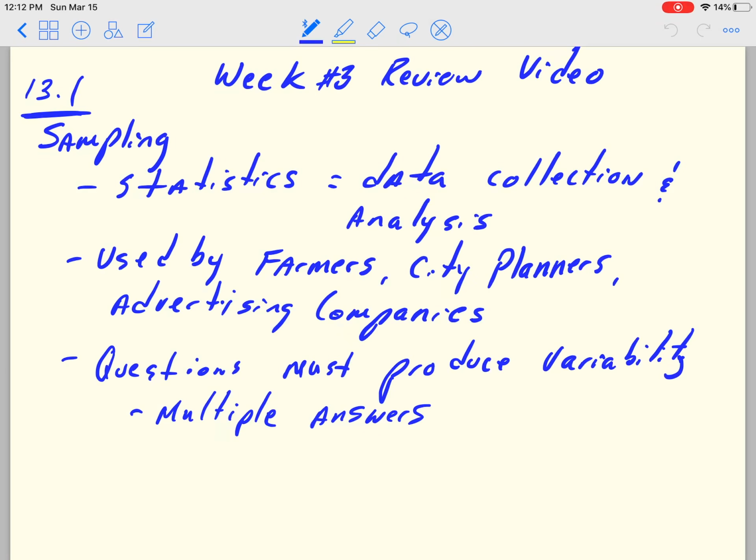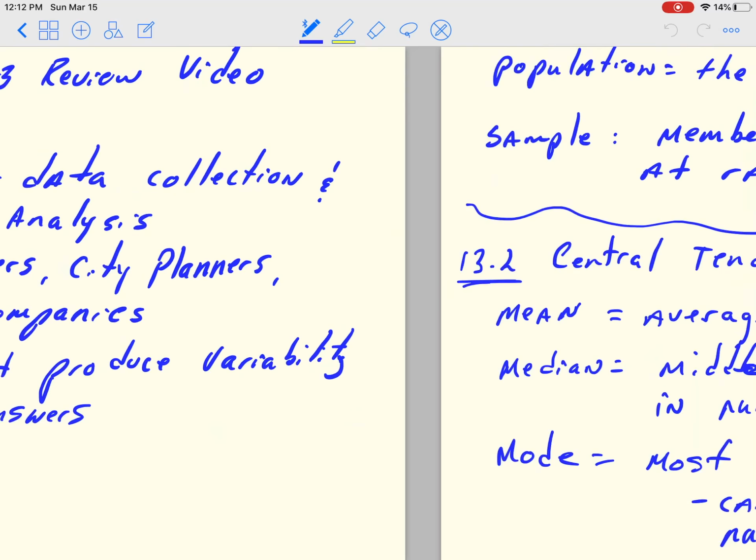When looking at sampling, remember that questions must produce variability. You must have multiple answers. If you have a singular answer, it's not going to be a good question for statistics.